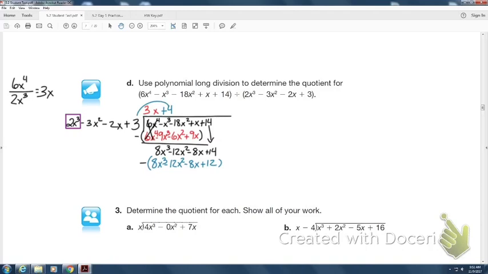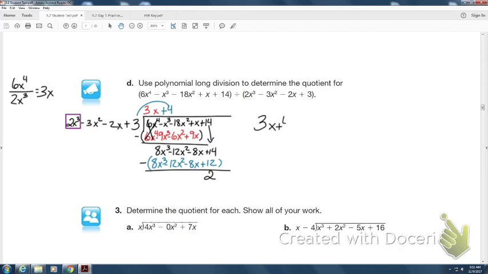Is everything going to cancel out? No. What does not cancel out? The 12 and the 14. What's that going to end up giving me down there? Positive 2, correct? Okay, so let's talk about how we need to write our answer. There's nothing else to bring down. So that's our remainder. We need to make sure that we're good on writing our remainder correctly.